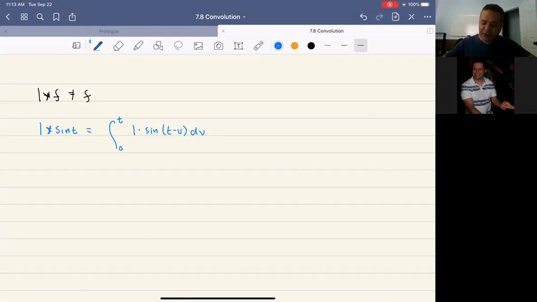Now there's actually another way to go about it. We could also write this as the integral from 0 to t of u of t minus v, which is the step function, times the sine of t minus v dv. And we can do a little change of variables on here.